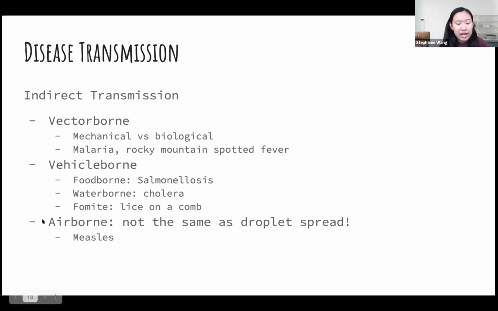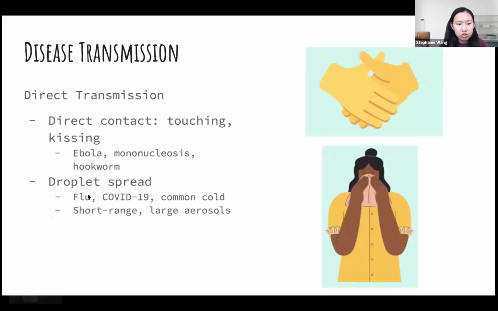Okay, so the last way of indirect transmission is airborne. This is not the same as droplet. Remember that you have to distinguish between airborne and droplet. There have been some recent studies that have found that COVID can be spread through airborne means. I did not fix this PowerPoint beforehand, but remember, it can be spread through airborne means. The difference between airborne and droplet is that airborne is through small particles in the air that can stay there for long periods of time. If you contrast this with droplet, it's short range and large aerosols.